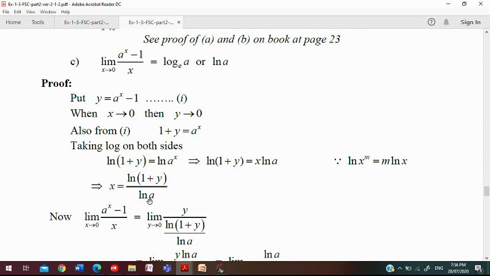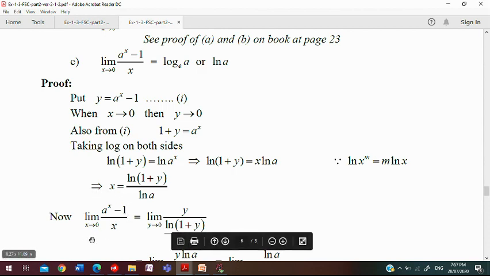Now apply the limit. Actually we are doing all of these calculations to solve our limit, so taking the limit on both sides. What was the question? The question was limit x approaches 0, (a^x minus 1) divided by x. So we write the limit over here, limit x approaches 0, a^x minus 1, and now we will put all those things which we have supposed in our question.